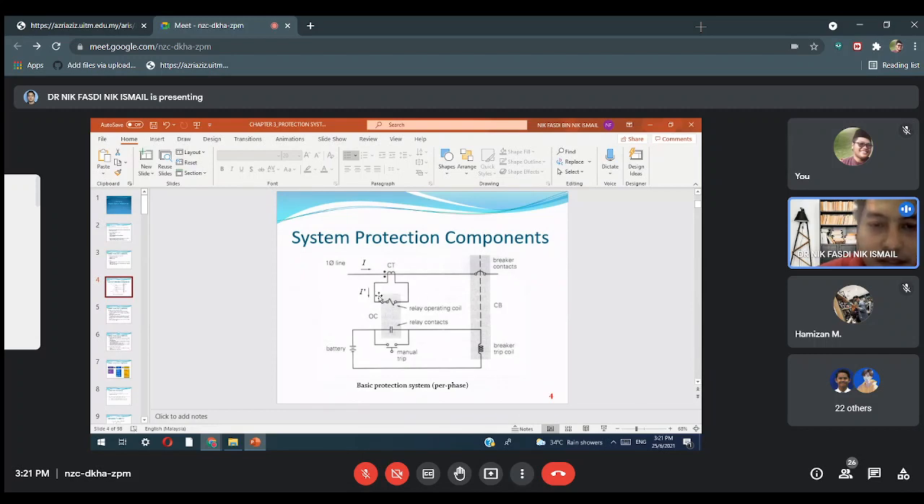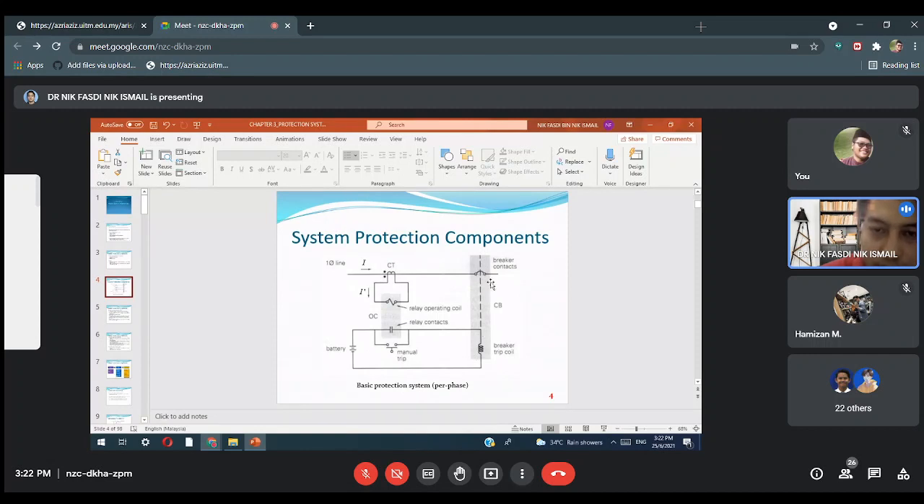Let's say this is the transmission line. In the transmission line, we locate our current transformer, CT. Let's say we are using an overcurrent relay. The CT secondary current is connected to the coil of the overcurrent relay. Whenever the coil is energized by this secondary current, the contact will turn on. When the contact turns on, there is a battery here, so the current energizes the breaker trip coil.